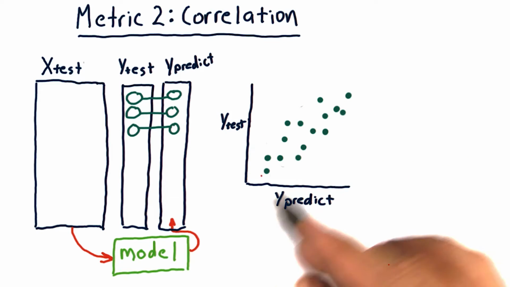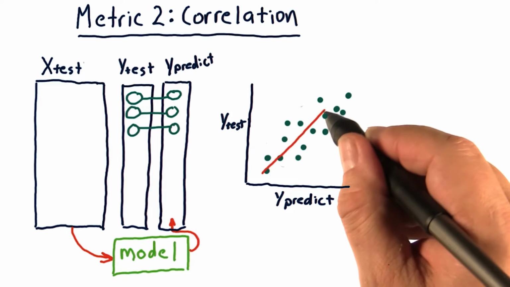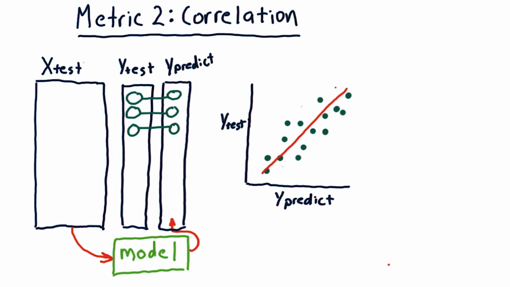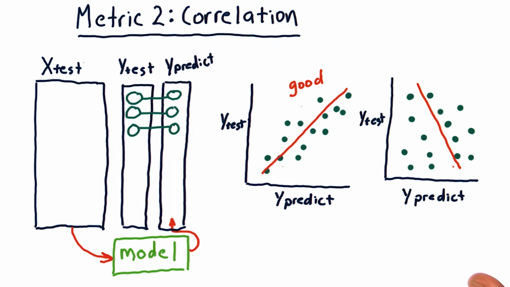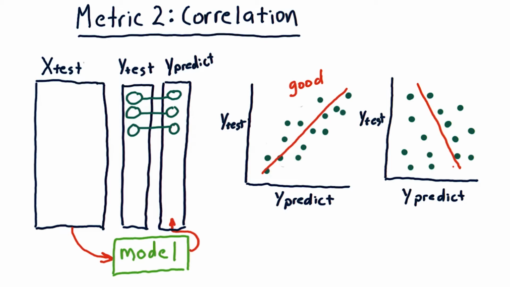Now, if this scatter plot is arranged in approximately a nice line like this, that means we've got a pretty good prediction algorithm. On the other hand, if they're not aligned so well, and they look sort of like a shotgun blast, our learner is not so good. We can measure this property quantitatively using something called correlation.